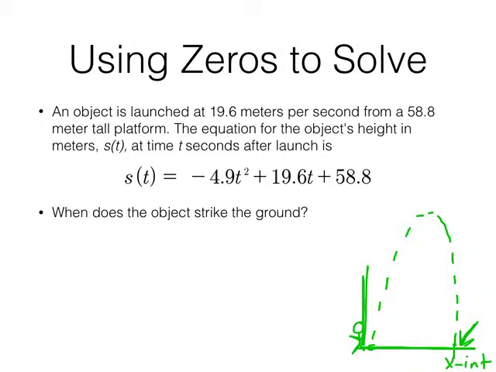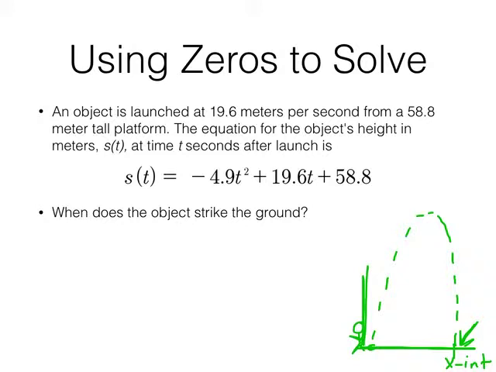Let's read the problem. An object is launched at 19.6 meters per second from a 58.8 meter tall platform. The equation for the object height in meters, s of t, at time t seconds after launch is s of t equals negative 4.9 t squared plus 19.6 t plus 58.8. So they gave us this because we are not going to be physics students here. We are not going to be able to do that without the equation. So we don't know how to do that yet. Okay, we're not in physics.